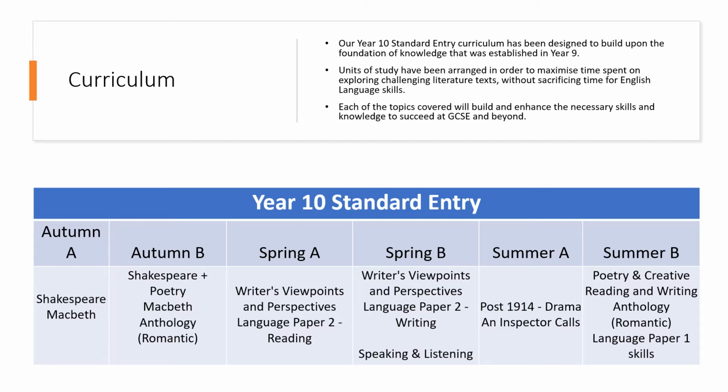In Spring A, we take a look at our first bit of English language, which is Writers' Viewpoints and Perspectives, which is specific to English Language Paper 2 and the reading section. In Spring B, we continue looking at English Language Paper 2, only this time with the lens of the writing section. Also, towards the end of Spring B, we will be incorporating some speaking and listening as well.